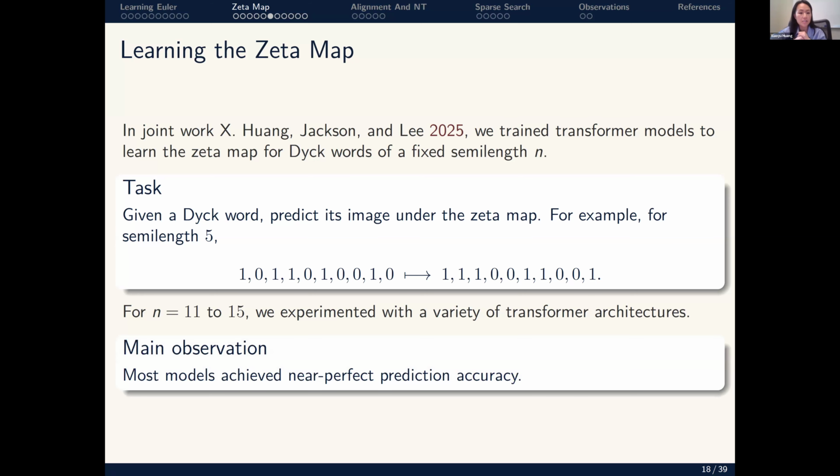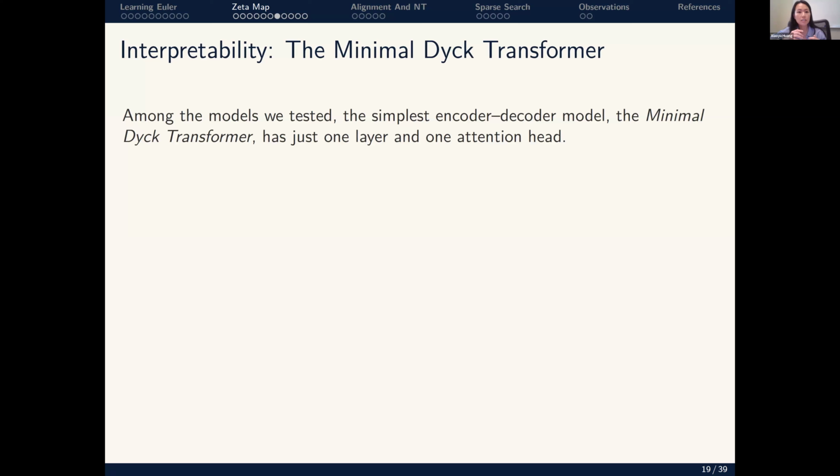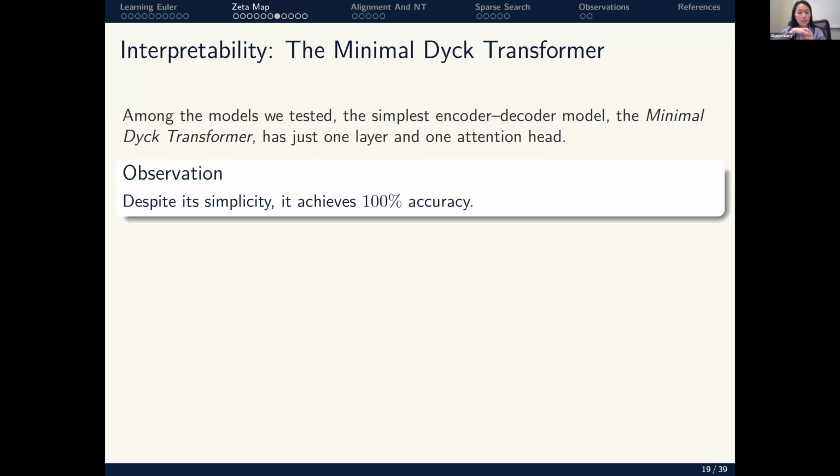Our main observation is that, contrary to the learning order example, most models were able to achieve near perfect prediction accuracy. And what's interesting is that among the models we tested, we had the simplest encoder-decoder model, a special architecture for a transformer, which we call the minimal Dyck transformer. It has just the simplest setup possible. And despite the model's simplicity, the minimal Dyck transformer was able to achieve 100% accuracy. So it's predicting every output correctly.